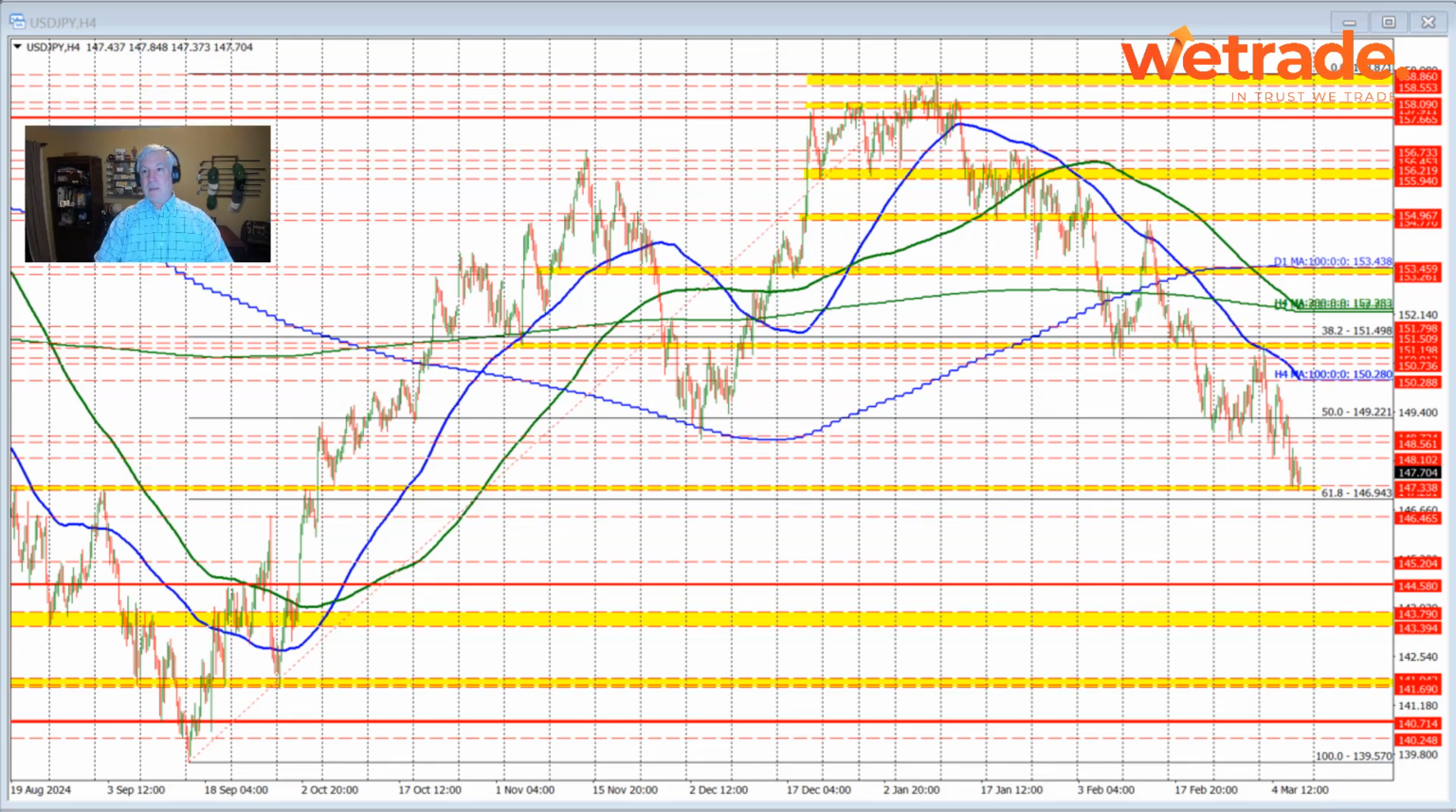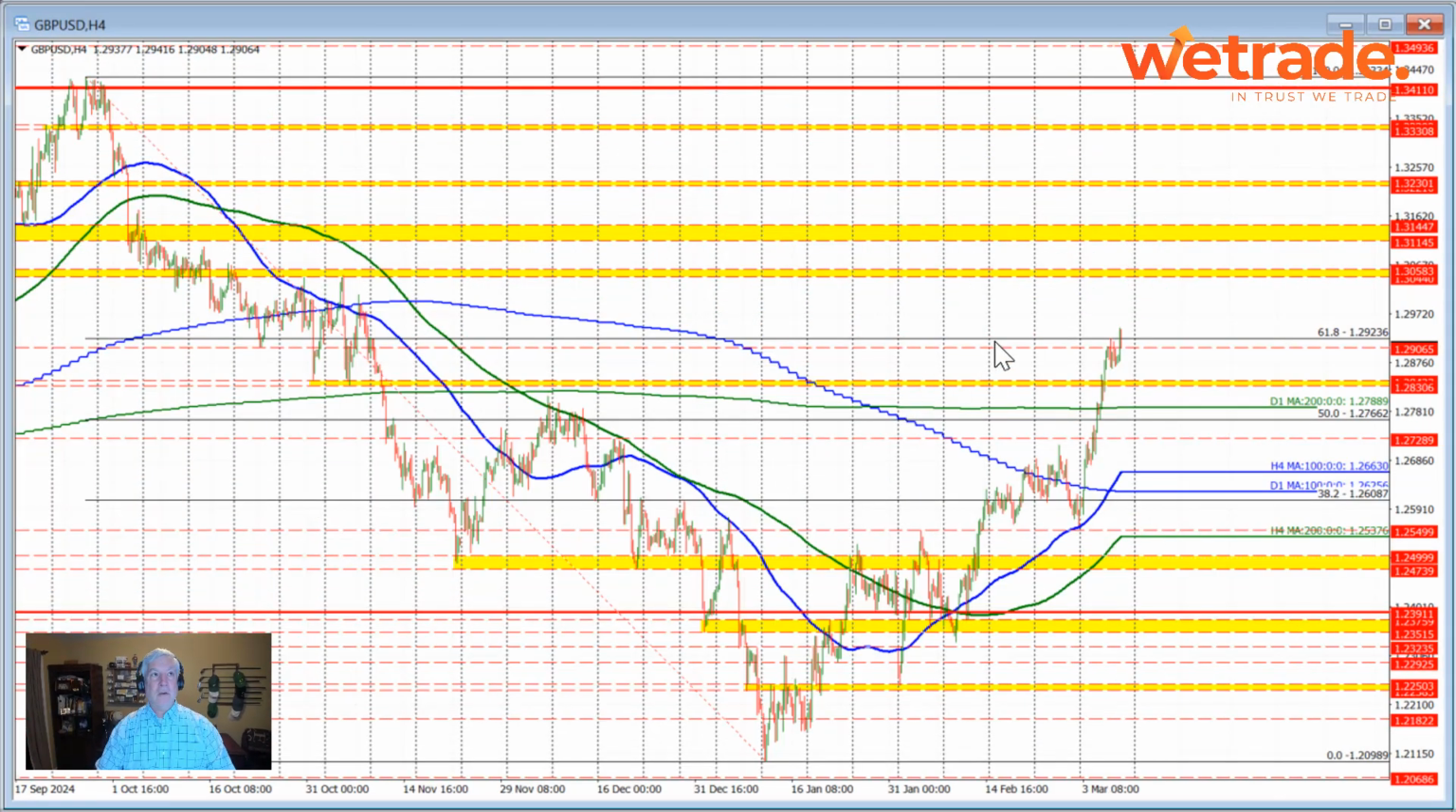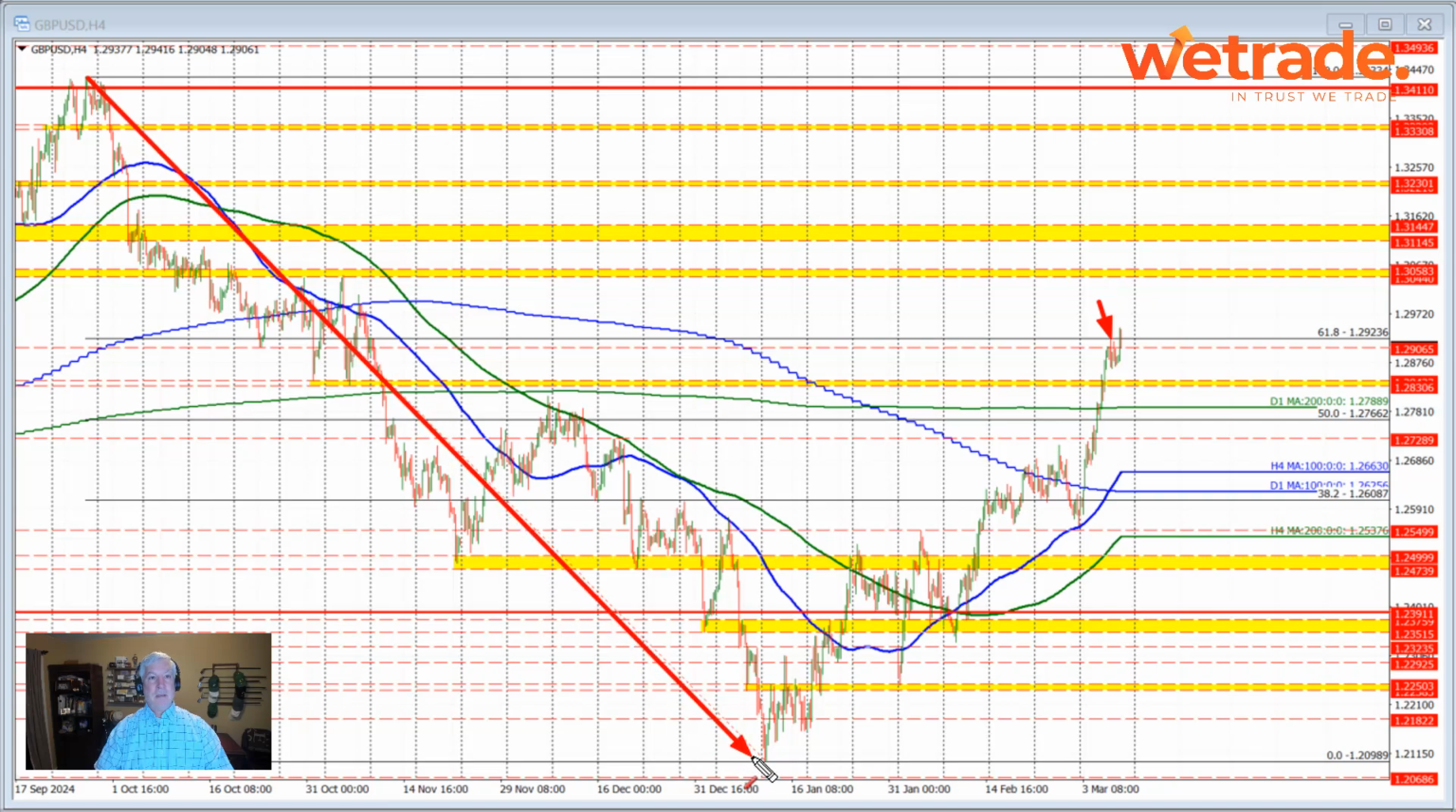Finally, let's take a look at the sterling versus US dollar. And like the euro versus US dollar, this currency pair has been moving to the upside in trading this week. In trading yesterday, we moved up to test the 61.8% retracement. And lo and behold, we found willing sellers. That's how this moved down from the September high to the low price that we saw in the month of January. The 61.8 came at 129.23.